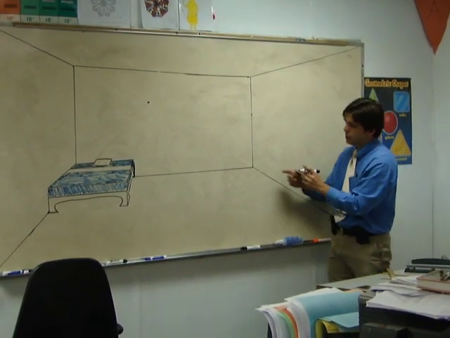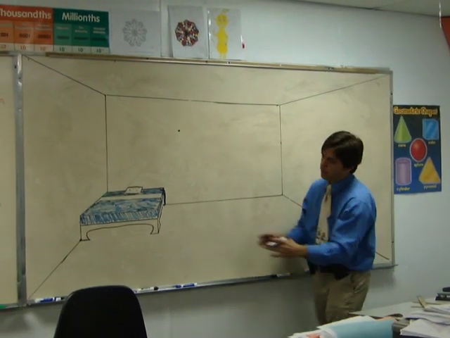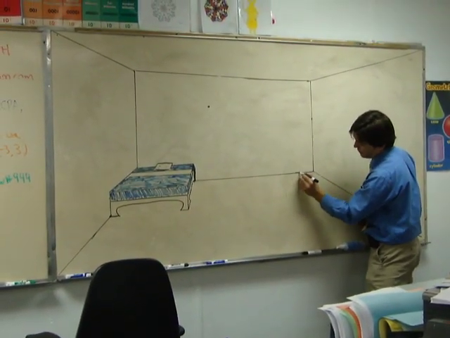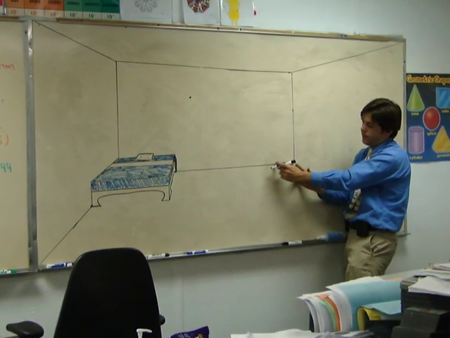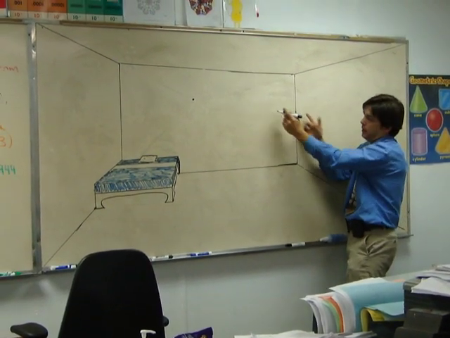Now the distance it should come out should be a couple of feet, probably about half the width of what the bed was. So I think it should come out to about here. So I'm going to start it with this line. And from this line, I'm going to make a parallel line up here.